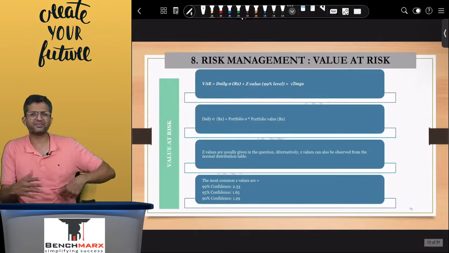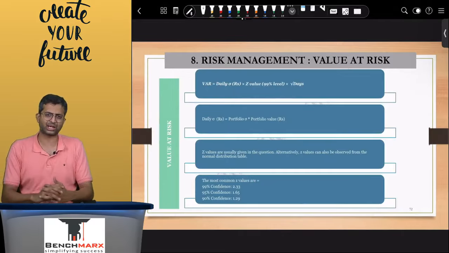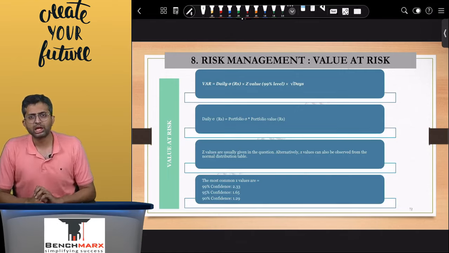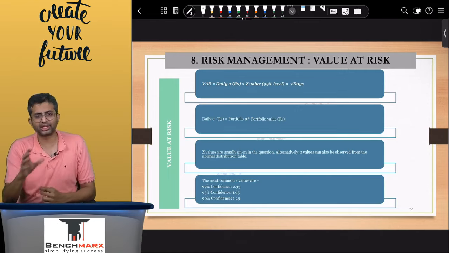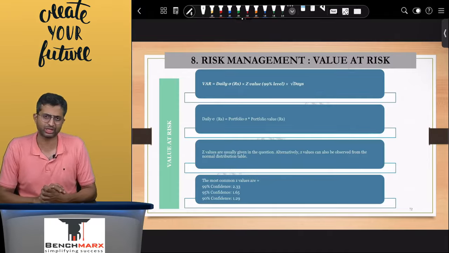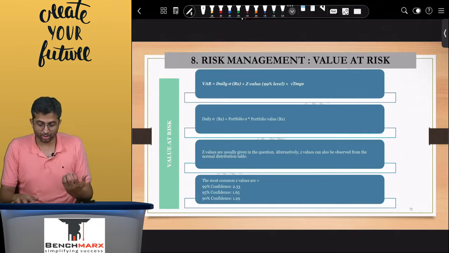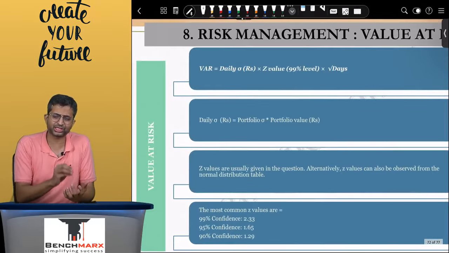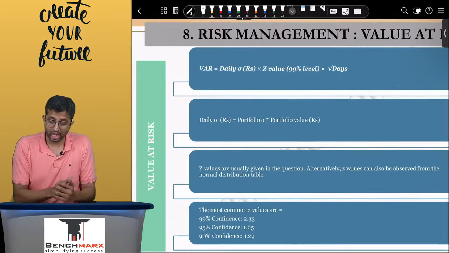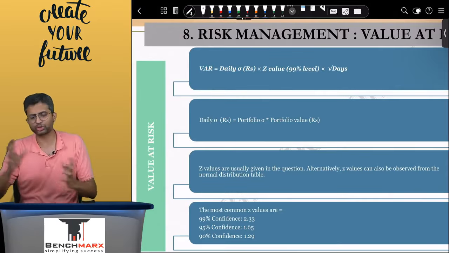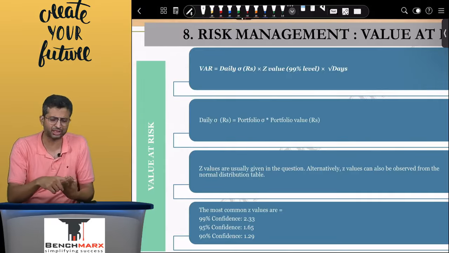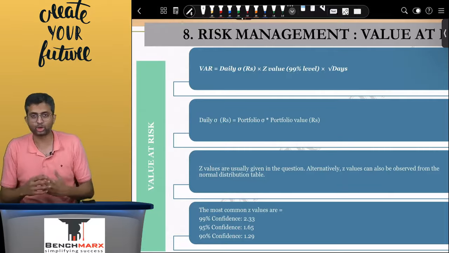Next, you have three fairly small, compact and easy chapters, but nevertheless we'll just discuss them. First is risk management. Risk management has some theory, but the numericals, if they come, have to be linked to a concept called value at risk, also called VAR. So what is the formula for calculating value at risk? Value at risk is calculated as the daily standard deviation in rupee terms of your portfolio, times the Z value, which comes out from a normal distribution table, at a particular confidence level, can be 99%, can be 95% or 90%, times root of number of days.